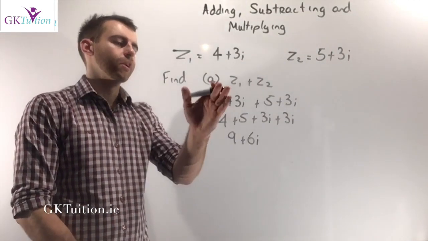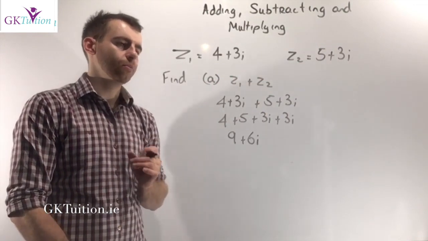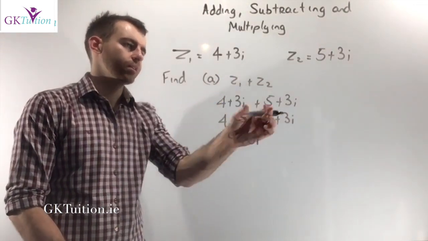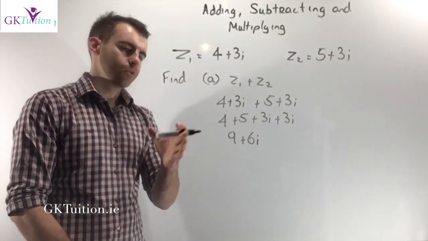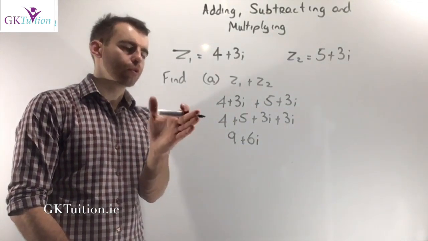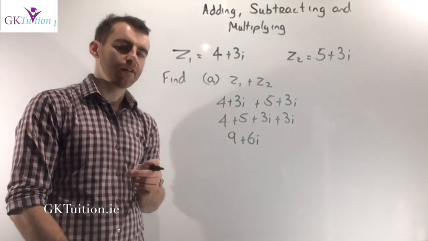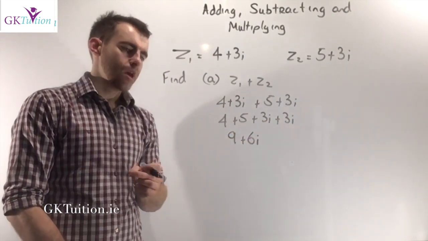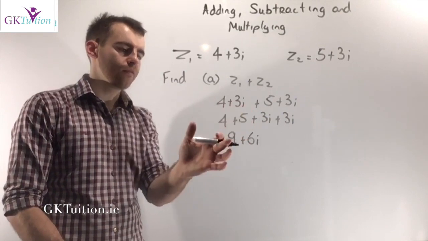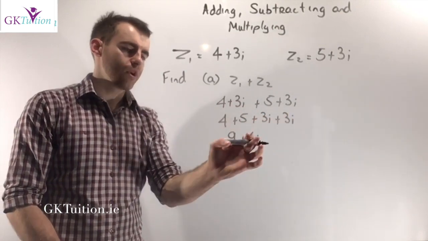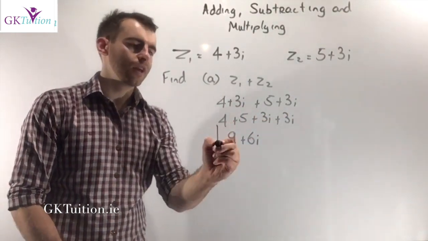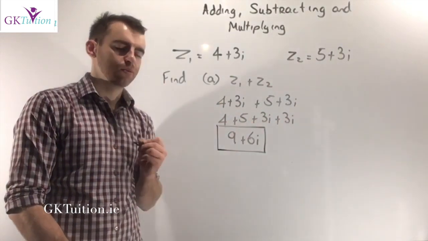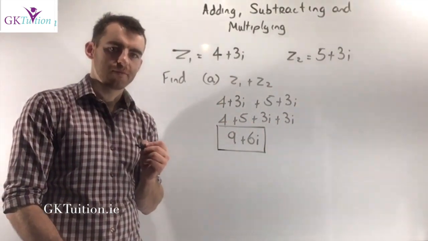So for the first one here, I asked you to get Z1 plus Z2. Z1 is 4 plus 3i, Z2 is 5 plus 3i. So all I did on the second line was I grouped the real numbers, 4 plus 5, and I grouped the imaginary numbers, 3i plus 3i. If we then add them together, 4 plus 5 adds up to 9, 3i plus 3i adds up to 6i. So your final answer there, Z1 plus Z2 is equal to 9 plus 6i.